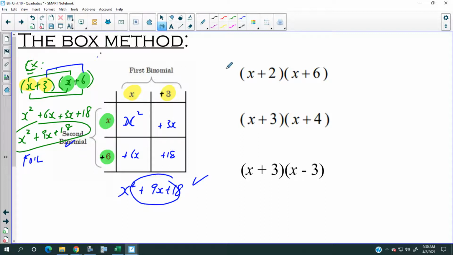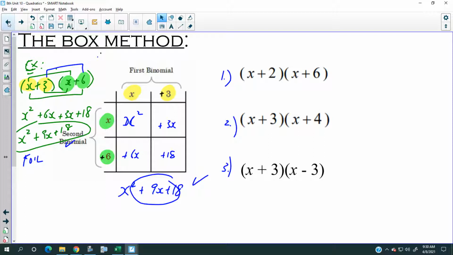If you want to try these 3 questions using the box method, it's entirely up to you, because we actually solved these questions yesterday. How do you check your answers? If you want to, press pause right now and do these 3 questions, and then once we're done, I'll show you the answers from yesterday. So press pause right now.